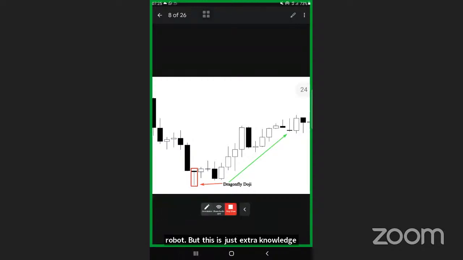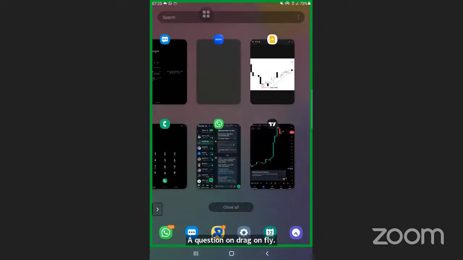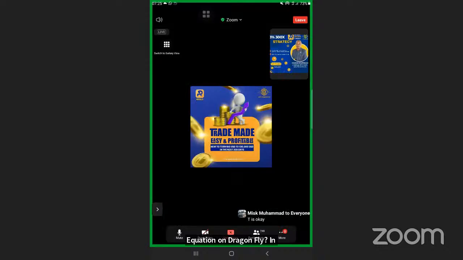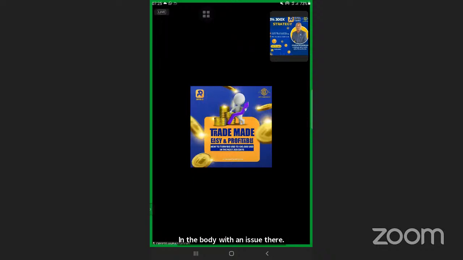A question on Dragonfly? Anybody with an issue there on the Dragonfly Doji? Mark areas of support and resistance when it comes to market reversal signals. That should be your key.